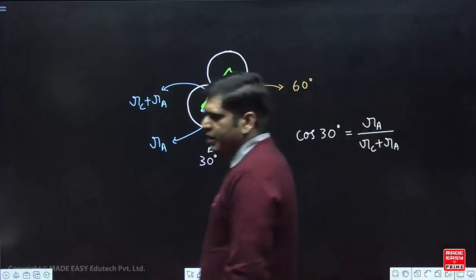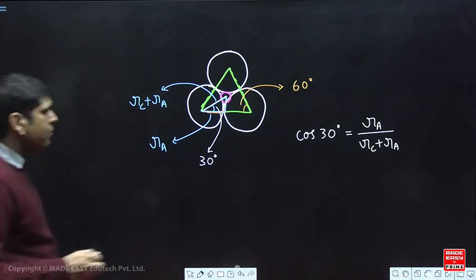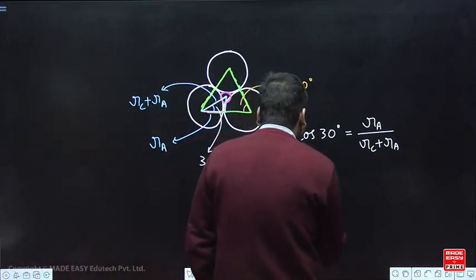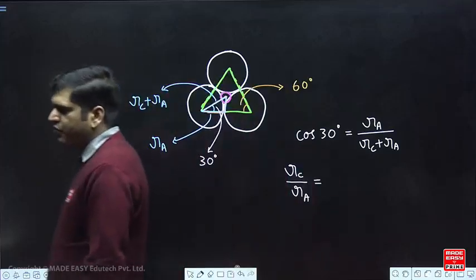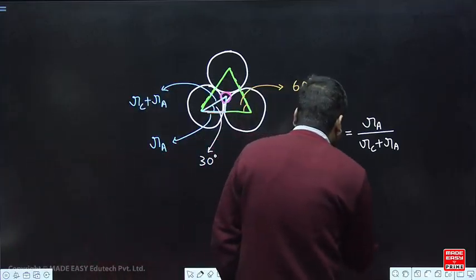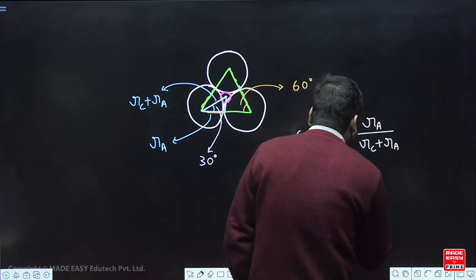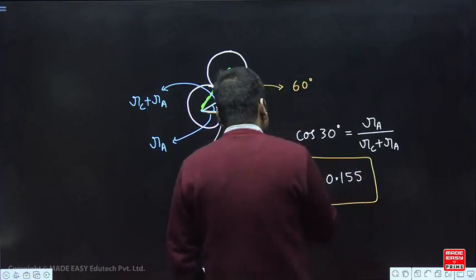From this, if we calculate the value of RC upon RA, you will find it 0.155. So this is the value of RC upon RA, the radius ratio.